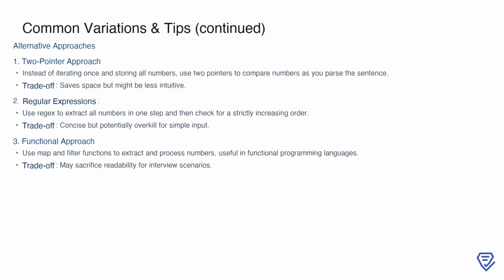Another approach involves using regular expressions to extract all numbers from the sentence in one step, followed by checking for a strictly increasing order. While this method is concise, it might be overkill for simpler inputs. Finally, a functional programming approach using tools like map and filter can streamline the extraction and processing of numbers. However, this might come at the cost of readability, especially in an interview setting. Each of these methods has its trade-offs, so choose the one that best fits the context of the problem and the constraints you're working with.